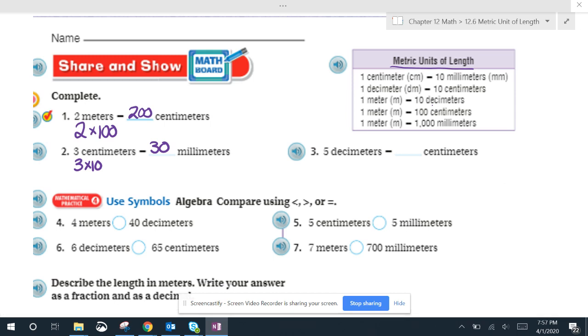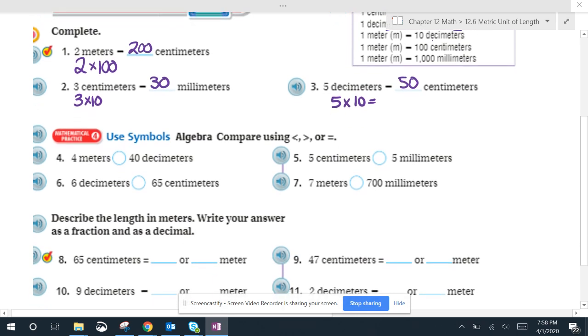5 decimeters to centimeters. I'm changing decimeters to centimeters. There are 10 centimeters in 1 decimeter, so I multiply again by 10. So you can see the multiplication is much easier when we're only multiplying by 10 and 100. 5 times 10 is 50.